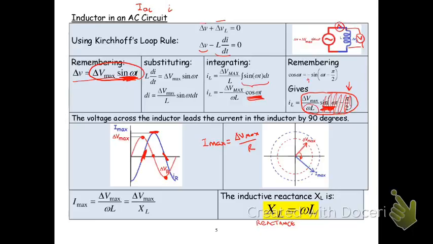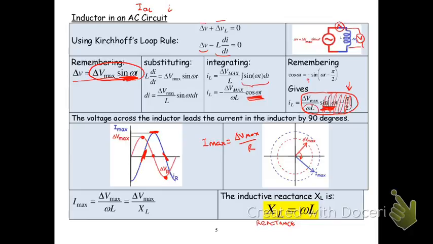What were the units? What does your gut feeling tell you, given the job that XL is doing? What units do you think XL should be in if it's kind of playing the part of resistance? No, what would it be? Ohms. It's ohms. It's the resistance that's caused by the reactance.